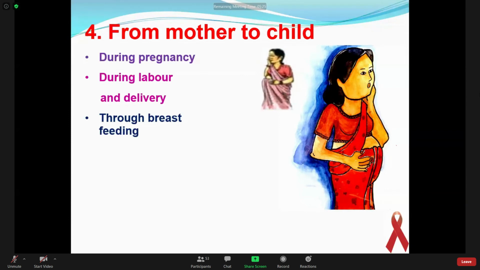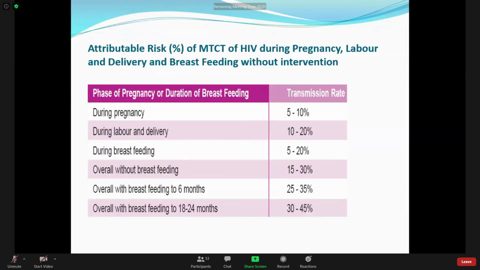Then it is also possible during labor and delivery, and through breastfeeding. The risk with breastfeeding also differs within 6 months compared to after 6 months. So there are factors attributable to the risk of mother to child transmission: the phase of pregnancy or the duration of breastfeeding.